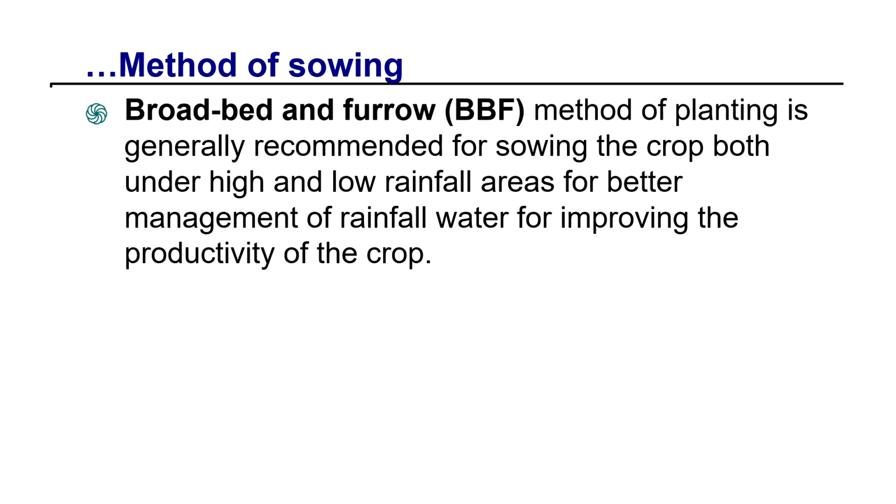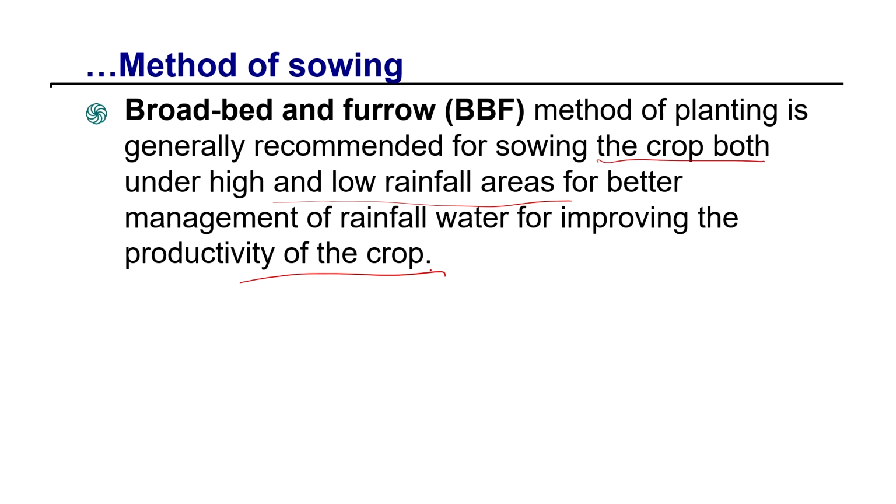Next is broad bed furrow method, quite a good method and recommended method of planting groundnut, and recommended for sowing the crop both under high and low rainfall area. This is quite interesting. It is useful under both high and low rainfall areas for better management of rainfall water for improving the productivity of the crop.